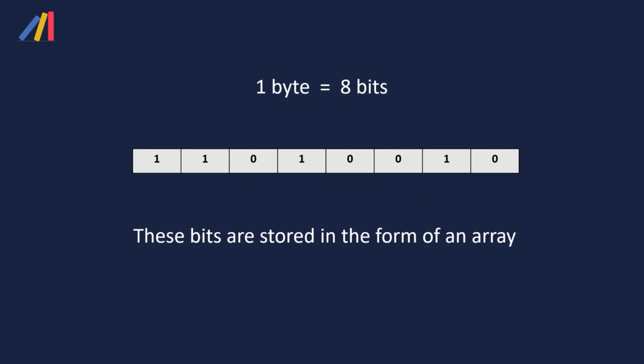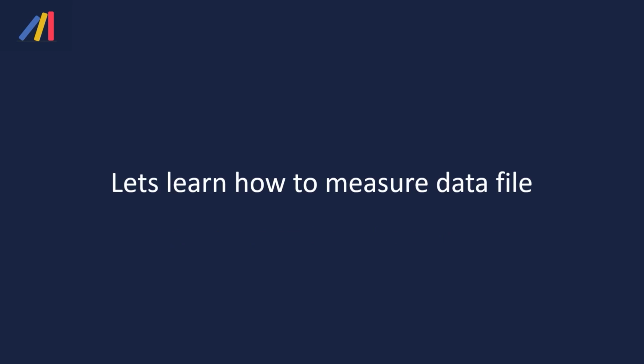Generally, we use bytes, which is also a unit of size, which we use in standard systems. So 1 byte is equal to 8 bits. 1 byte is simply an array or collection of 8 bits. Similarly, the sizes of files we use are of many types, like gigabytes, megabytes, kilobytes, and so on. But let's learn how to measure a data file.